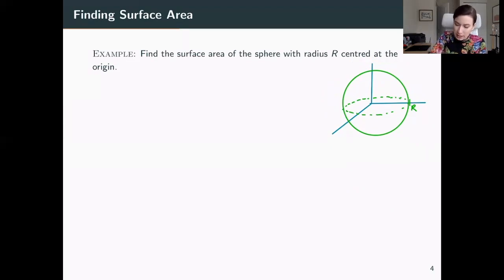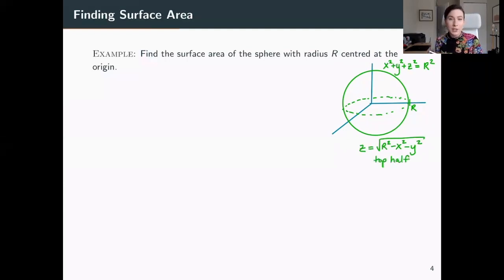So we know that the sphere is going to have the equation x squared plus y squared plus z squared equal to r squared. We can solve for the variable z and give us the upper half of the sphere. So we're going to have that z is going to be equal to the square root of big R squared minus x squared minus y squared. Here is going to be the top half.